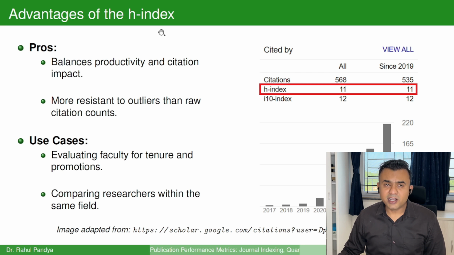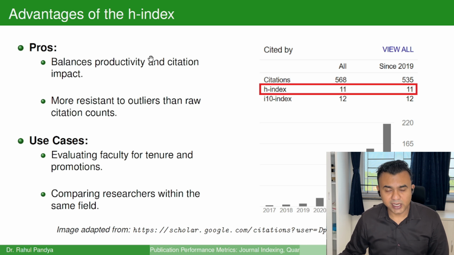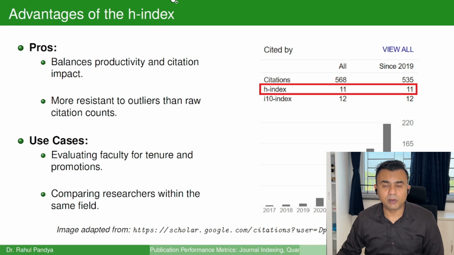Now there are advantages of the H index. It balances productivity and citation impact, and it is more resistant to outliers than raw citation counts. It also includes the highly cited papers in the count of the H index. That's why it overcomes the problem of the i10 index.